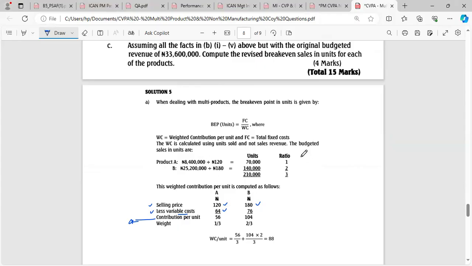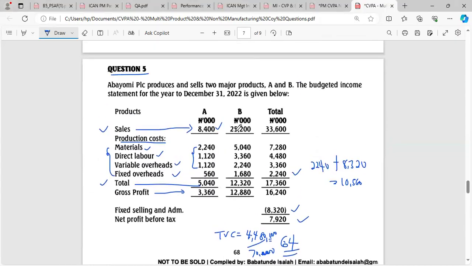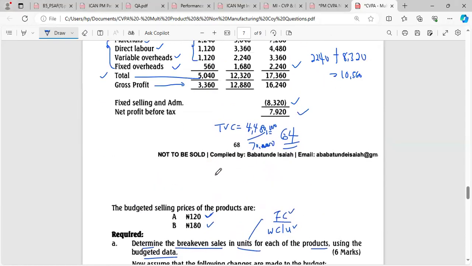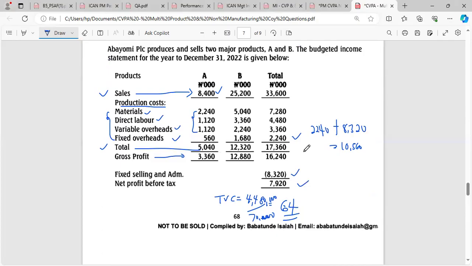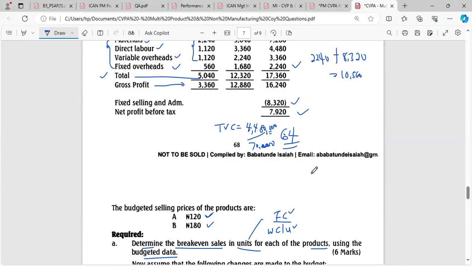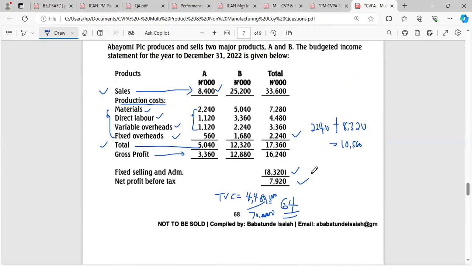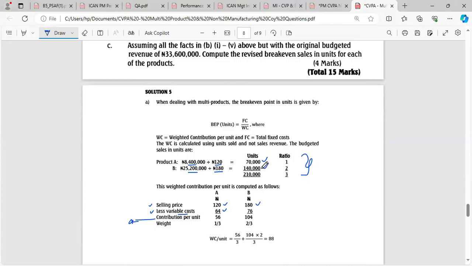So that is what they did here. This is their own computation. They did 8.4 total divided by 120. Now this is their units. So 25.2 divided by 180. This is their own 140,000. So let's do B ourselves without looking at theirs. We sold 25.2 million. We divide it by 180 to get our units. 25.2 million divided by 180 gives us 140. Good. This is it here, 140,000. So that's the quantity.